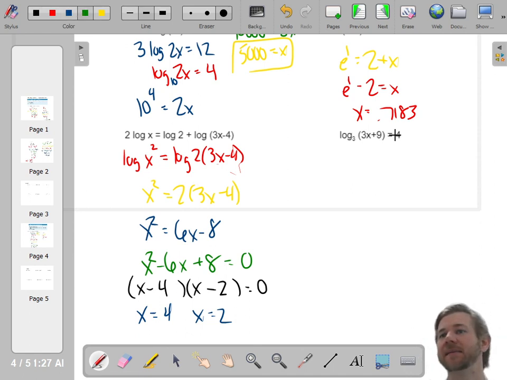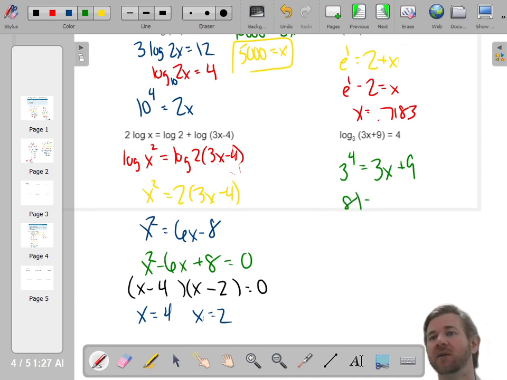Last one is pretty easy because it's already isolated. We're saying 3 to the 4th equals 3x plus 9. 3 to the 4th, 3, 9, 27, that's 81. 81 equals 3x plus 9. That means 72 equals 3x, which means x equals 24.